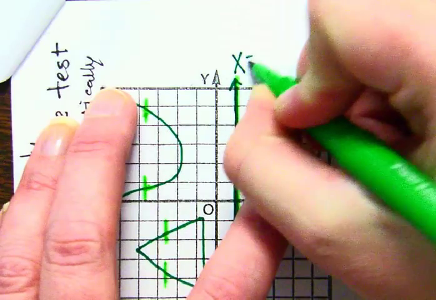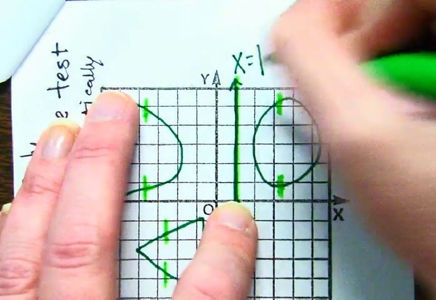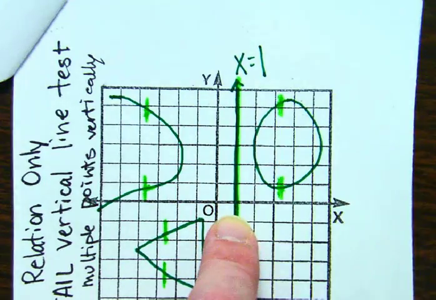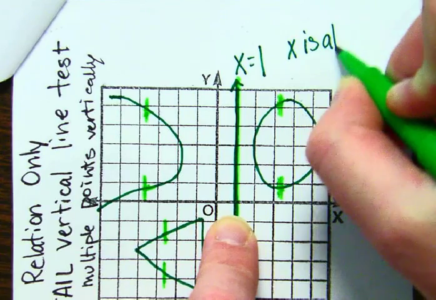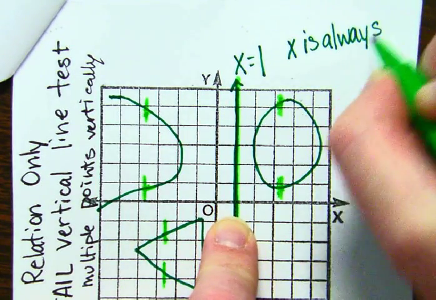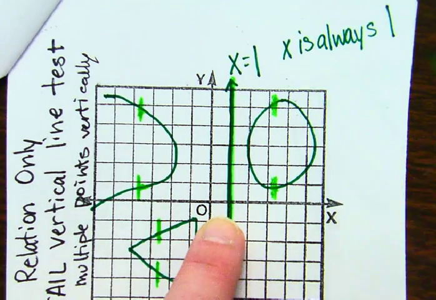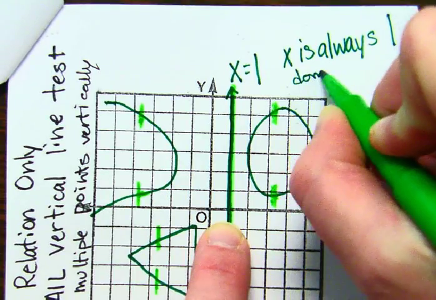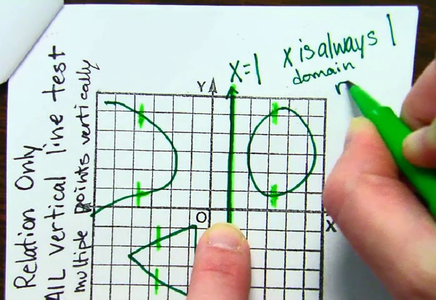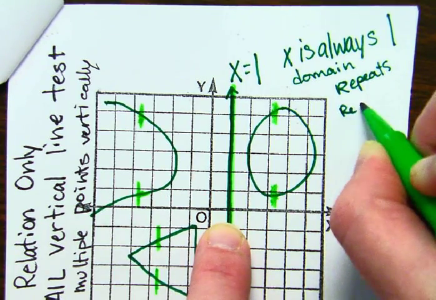Now the equation for that would say X equals, for this one, the number 1. It's intersecting the x-axis at 1. So this is X is always 1. And if it's always 1, or whatever number, then it's a repeating domain and it's a relation. The domain repeats, it's a relation.